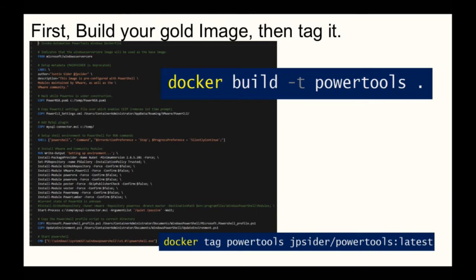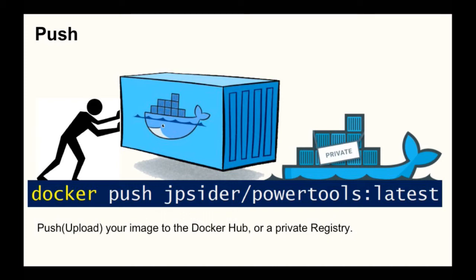Once it's built and you're happy with it, you can tag it, and the next thing is you just push it up to the Docker Hub, or if you have a local registry. I would imagine most people probably do not have a local Windows Docker registry. Essentially the push is just an upload. This is essentially using Git behind the scenes. So if you're using Git to manage your scripts within your environment, it's essentially the same commands, just using the Docker language.